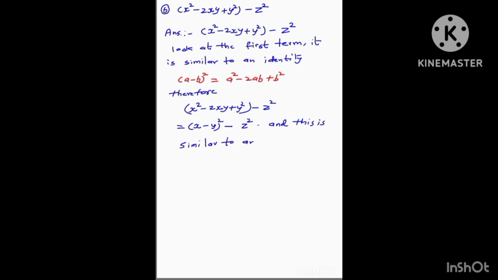This is going to happen in the advanced part of this section, that you might have to use more than one identity in a single exercise or one problem. Okay, so a square minus b square equals a plus b into a minus b, both in brackets. This is similar: x minus y, the bracket square, minus z square. So apply this, and x minus y plus z and x minus y minus z. Okay, very simple. If you use the identity properly, there is no problem. This is your answer.